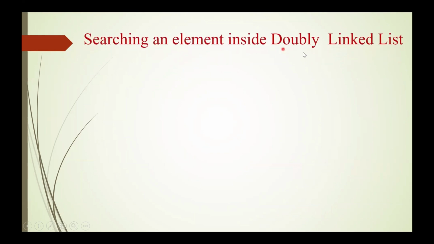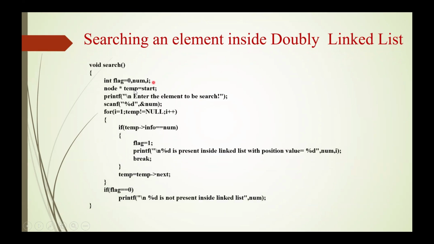Then searching an element means the list is already present. We have to search an element. So we have to start from the start node, go to the end of the linked list, and search. Whenever we get the value, we print that it is present. Otherwise, we have to traverse. At the end of the loop, we have to check whether the element is present or not.